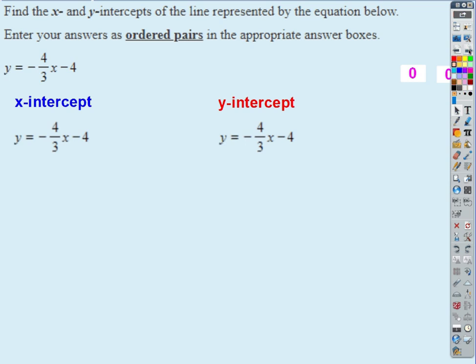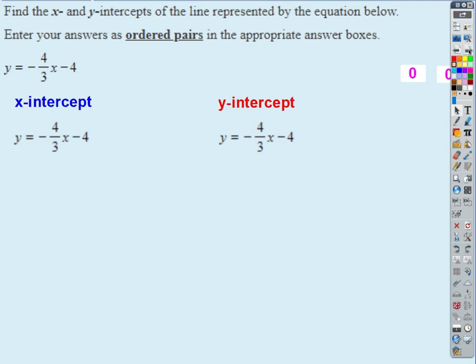So the easiest way to graph this one would be like we talked about before. I could take the y-intercept, which is -4, and then make a slope triangle where I rise by -4 and run by 3 and create another point, connect and extend. That'd be probably the easiest way to graph the line. But let's find the intercepts. Okay, same technique as before.